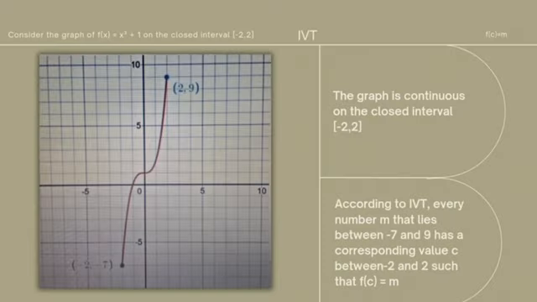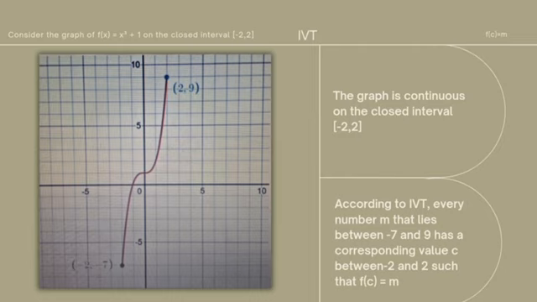So halimbawa, consider the graph of f of x equals square root of 3 plus 1 on the closed interval negative 2 to positive 2. So makikita naman natin sa graph na ang value ni m dito ay nasa pagitan ni negative 7 to positive 9. Also, this is a continuous function kasi applicable lang ang intermediate value theorem natin kung ito ay continuous. Same goes for negative 2 to positive 2.